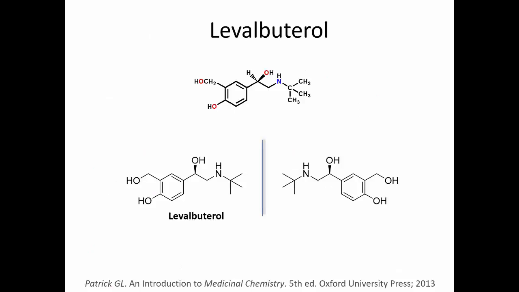Levalbuterol is the R enantiomer of salbutamol. So salbutamol is given as a racemate, but it is possible to give only one isomer. The R enantiomer is 68 times more active than the S enantiomer. This is an example of chiral switching, which is replacing a racemic drug with a more effective isomer.